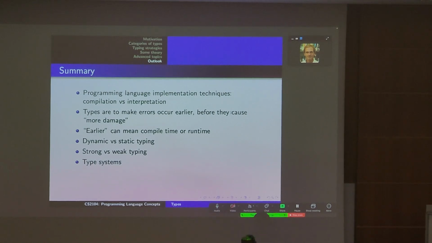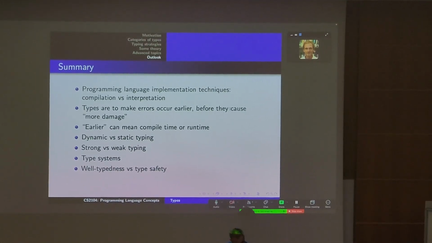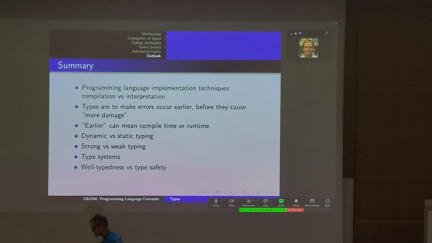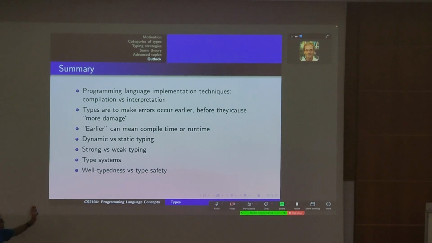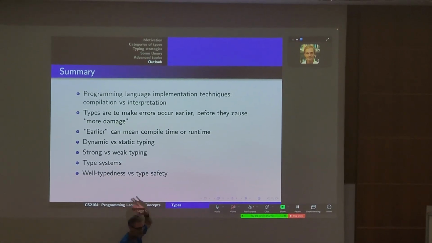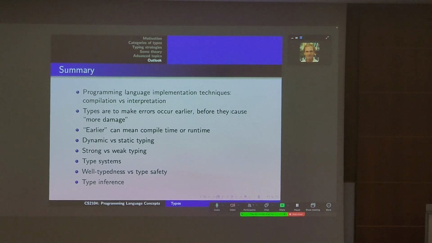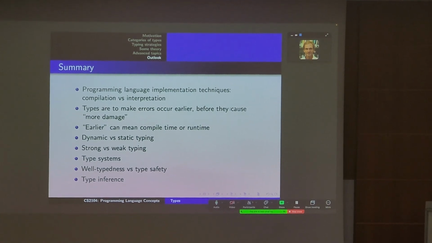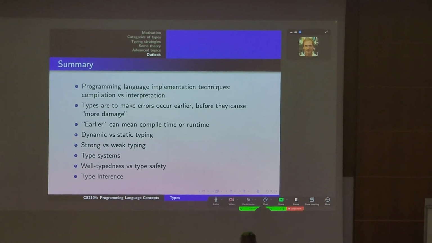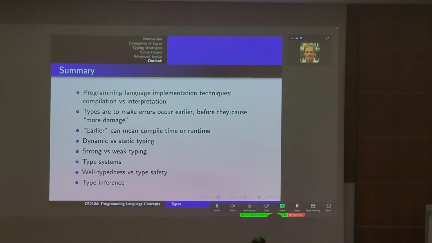Type systems formalize this process, and we've seen the notion of well-typedness versus type safety. Well-typedness is a property of programs. Type safety is a property of programming languages with respect to their static and dynamic semantics. We've seen that we can infer types. We can actually extend the notion of type checking to systematically identify what types particular expressions in programs have.